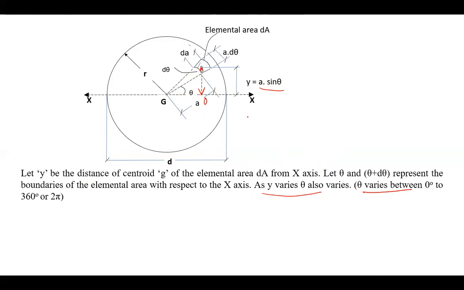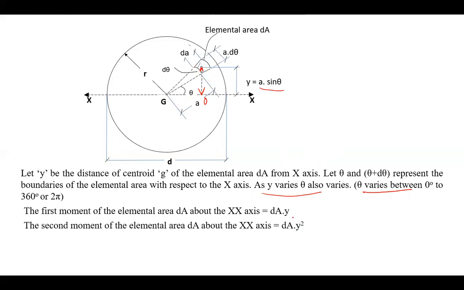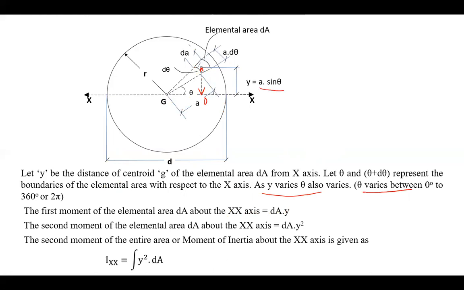Okay, so theta will vary from 0 to 360 degrees. Therefore, let us now first consider the first moment of this small elemental area about the x-axis, which is equal to dA into y, and the second moment of area will be equal to dA into y square. We also know that the second moment of the entire area is equal to the integration of y square into dA.